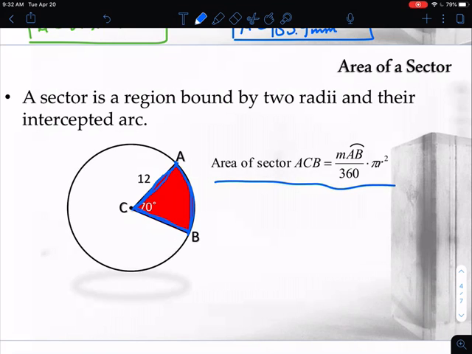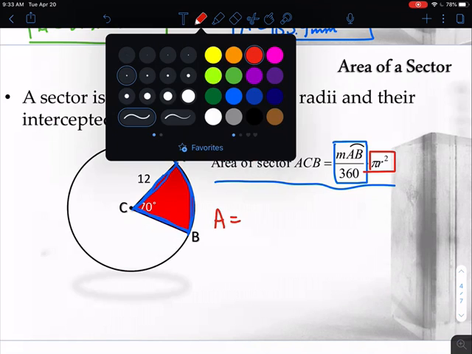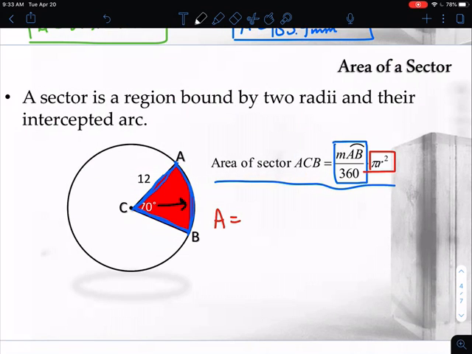And so if we look at the formula over here, what we notice is this is very similar to our arc length formula. In fact, it starts off exactly the same. I need my arc measure divided by 360, but it finishes with area. So then times the area of the circle. So it's basically just two pieces to the formula that I just need to figure out which numbers I need and plug them in. So for this particular example, as far as area goes, my arc measure is the same as my central angle measure, which is 70 degrees. And so if I plug that in, I go 70 over 360 times pi times my radius 12 squared.